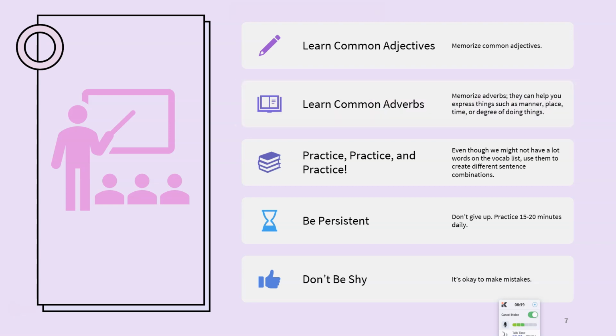And then learn common adverbs. Adverbs can help you express things such as manner, place, or degree of doing things. So they're so essential too. But I prefer adjectives a little more. That's a little tip. But learning adverbs is so important too. Come on. And then the next one is practice.